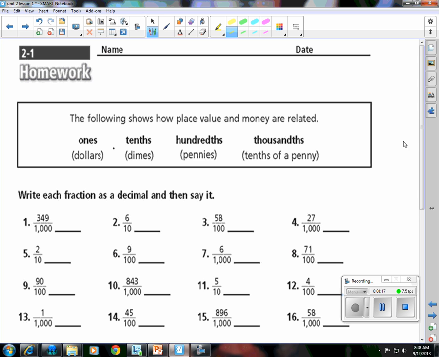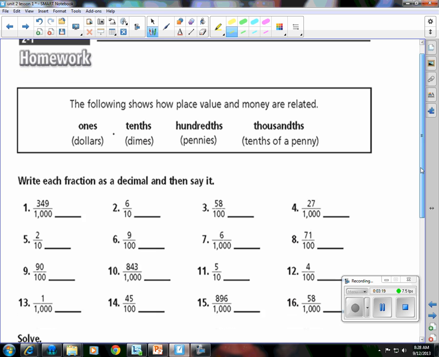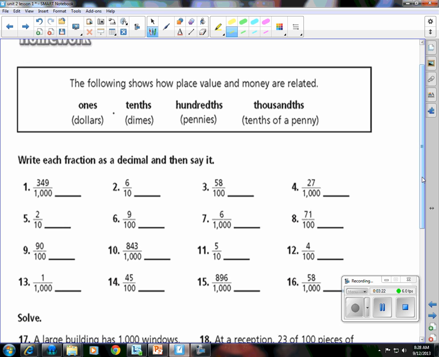Okay, so let's look at some of these and think about converting them. It's just saying them. Honestly, to me, if you say it first, it's easier, but that's just my opinion. 349 thousandths, right? So I said that out loud, and now I'm going to write it. Let me switch from highlighter to a pen. I know my last number has to end up in the thousandths place value. I've got to have my decimal.